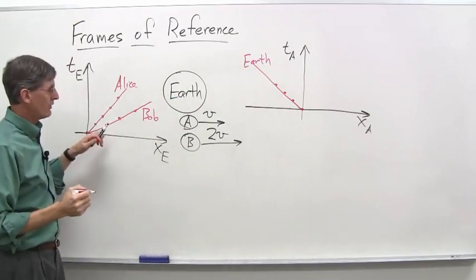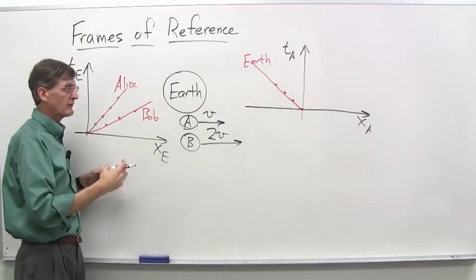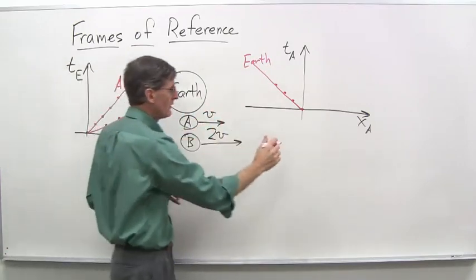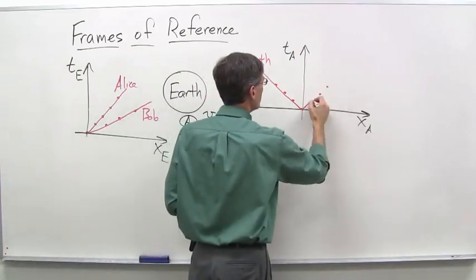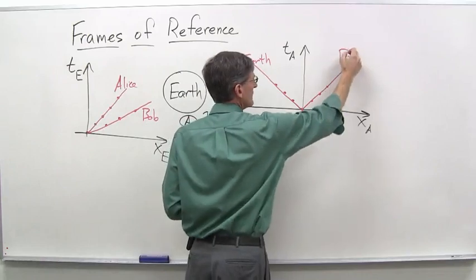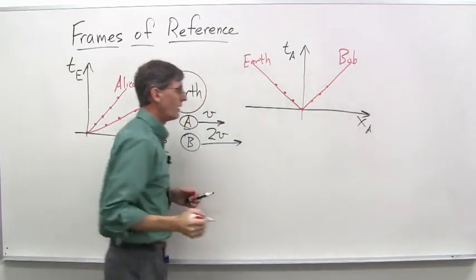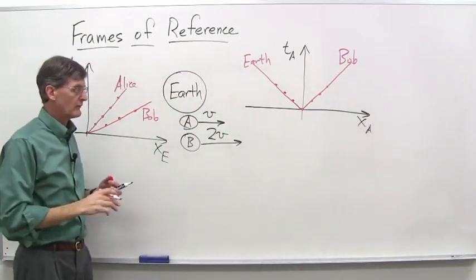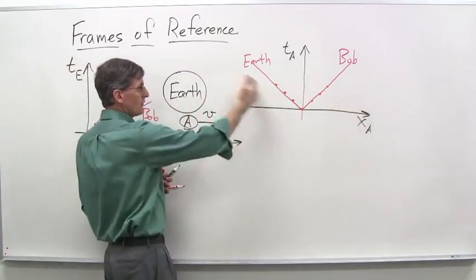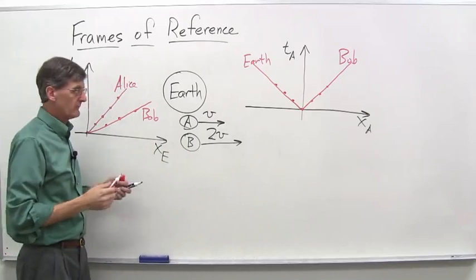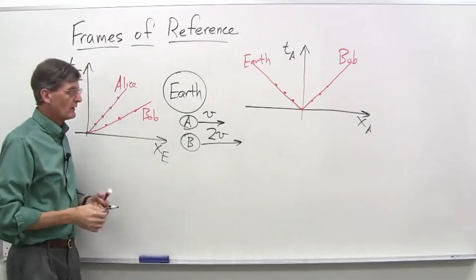And she sees Bob moving away from her at the same velocity but in the other direction. And so it looks something like this, roughly speaking. So there's Bob from Alice's perspective. Bob moving away at constant velocity, Earth moving the other direction behind her at constant velocity.